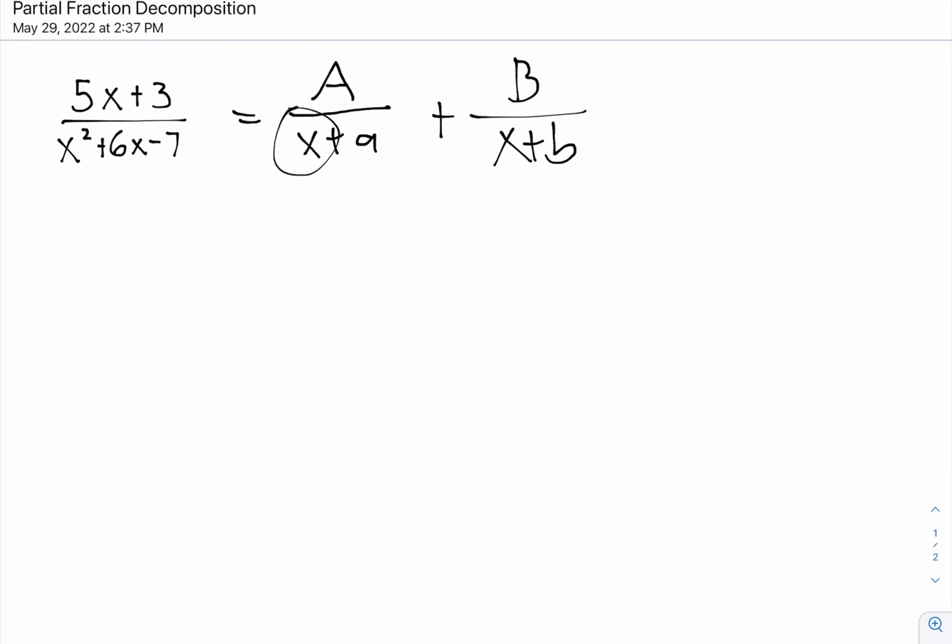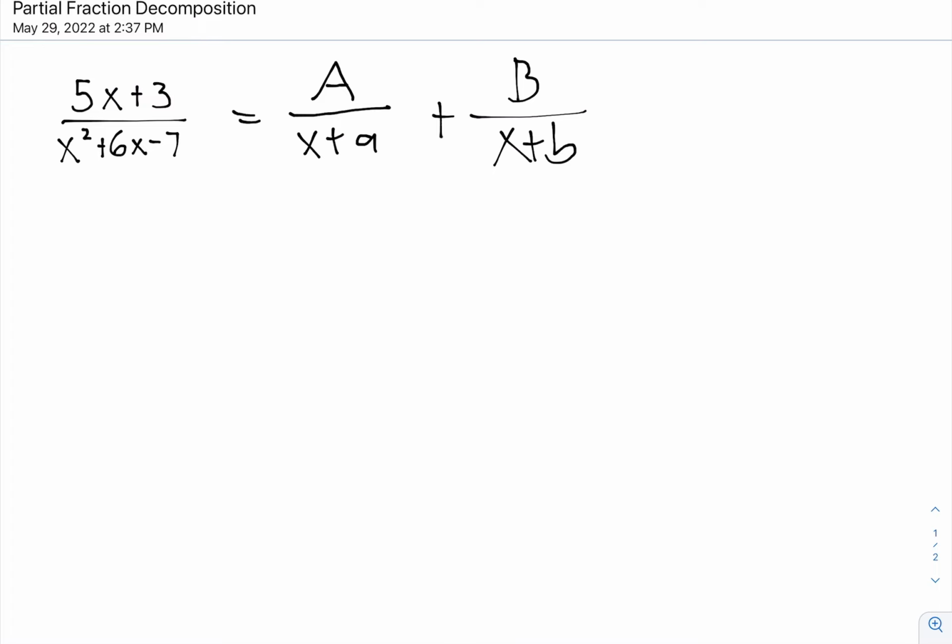And x is a linear variable, right? So x plus a, that's a linear factor or linear term because its highest degree is 1. Same with x plus b. And partial fraction decomposition only works if the denominator's degree is higher than the numerator's. In this case it is, right? Because the degree of A is 0 because it's a constant, the degree of x plus a is 1.